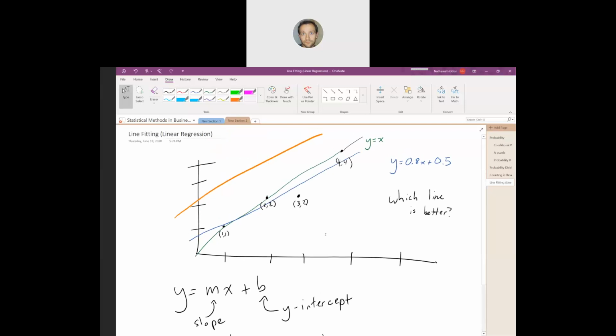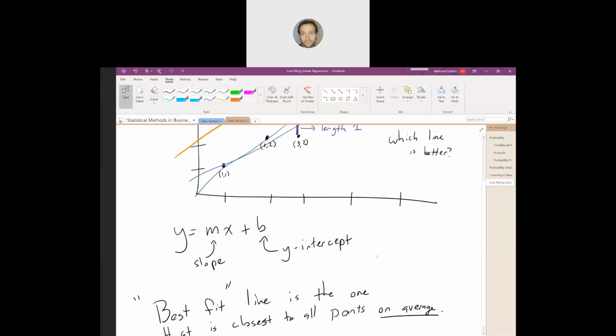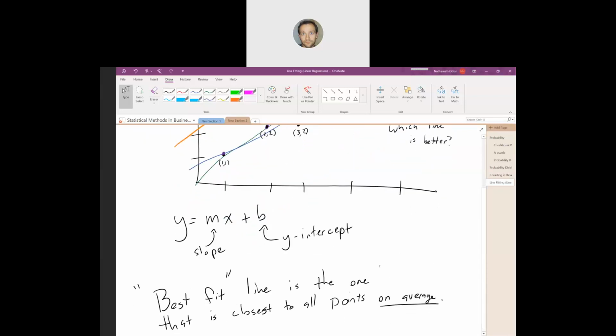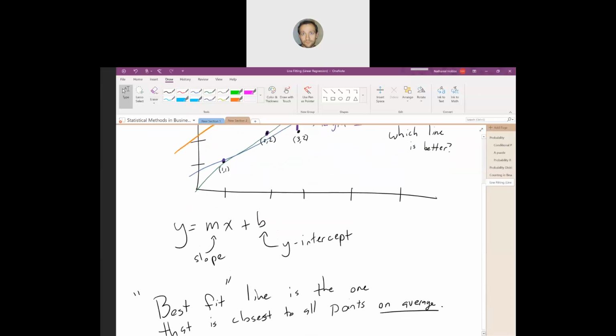And the way that you measure this is with something called a residual. So here, this blue line perfectly meets each of these, but this one, it's wrong by, in fact, this is length 1. This point here is 3, 3. Therefore, it's away from 0.32 by 1. So that's the error of this line. So the green line has error 1.